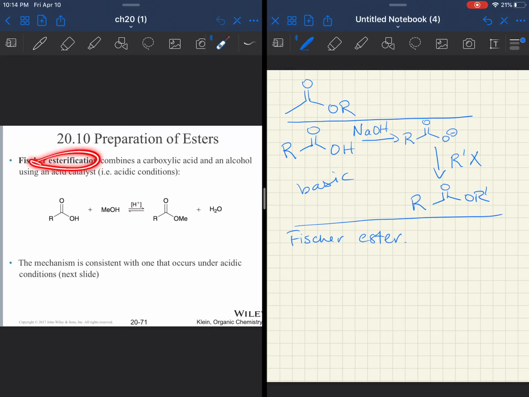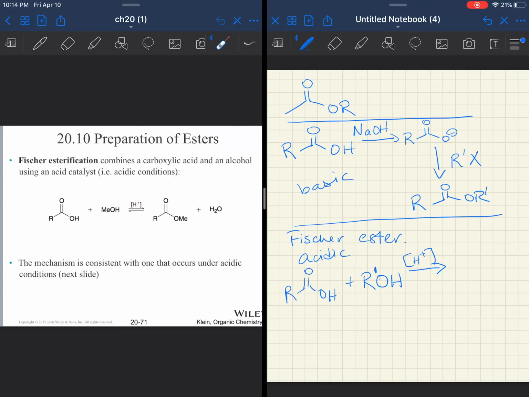Under acidic conditions is called Fischer esterification. All right, so this is basic, right? And then we have Fischer esterification. There's the rest of the word. This is going to be acidic conditions. Our lab where we made esters, or where you virtually made esters, used Fischer esterification.